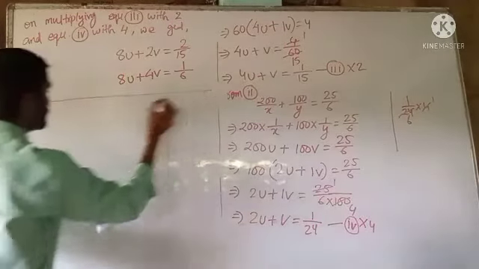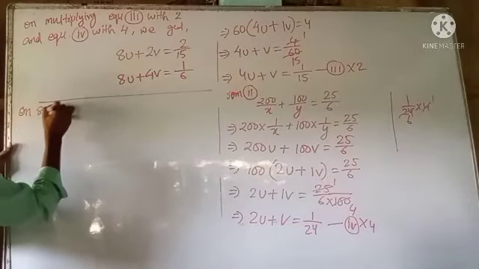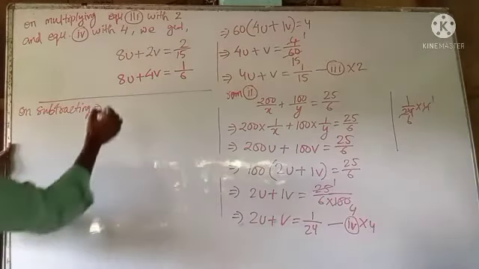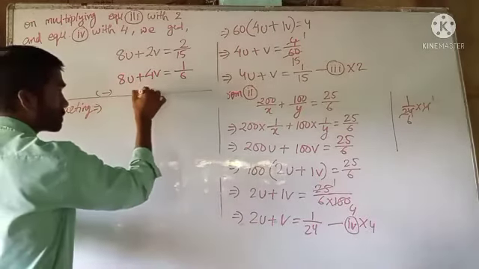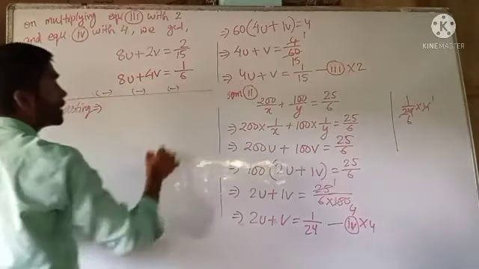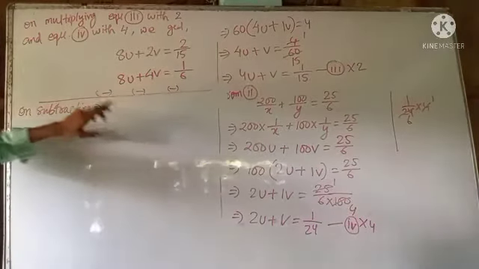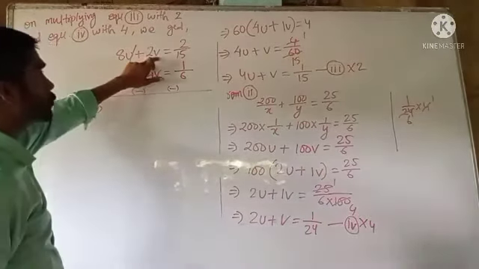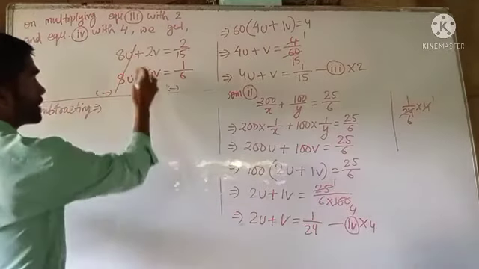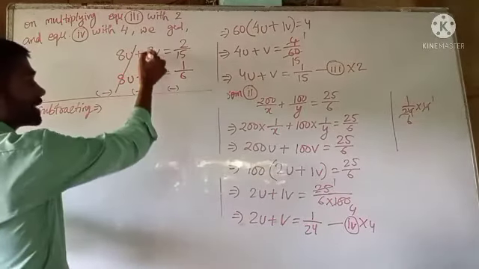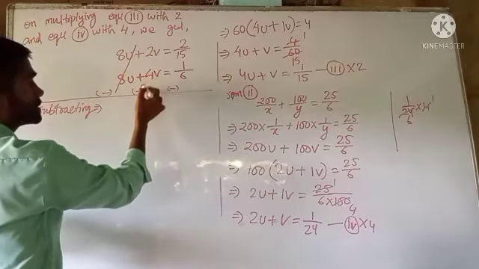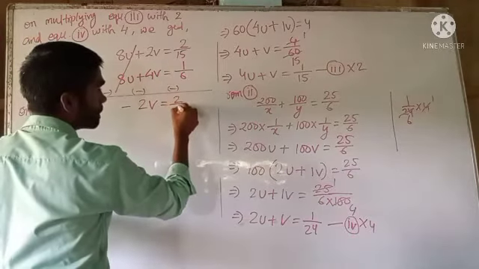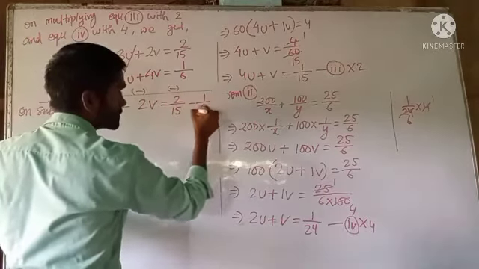So now we will subtract them. On subtracting, the second equation's signs will change: plus will change into minus, and plus again will change into minus. So plus 8u and minus 8u cancel. Here it is plus 2v and minus 4v, so plus into minus is minus, and 4 minus 2 is 2v. So minus 2v is equal to 2 by 15 minus 1 by 6.